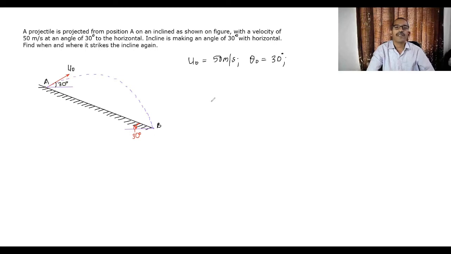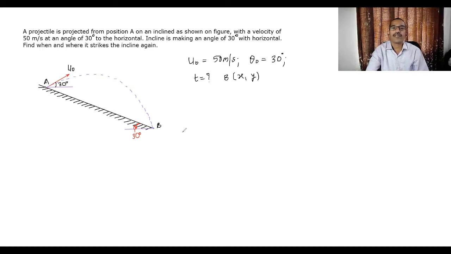Then the incline is making an angle of 30 degree with horizontal. Inclination of the plane is given. Find when and where it strikes the incline again. Now, when means what you have to find out? Time t. Where means the location of point B. That means you have to find the coordinates of point B, x and y. If you find x and y, you will get the coordinates of this point B. That means you have to find t, then horizontal distance x and vertical distance y.